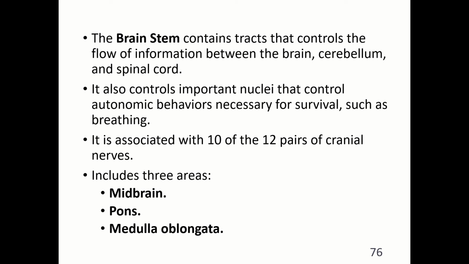Remember earlier I said that the primary motor cortex controls voluntary skeletal movement, and the brainstem is going to be largely involved with involuntary movement. The brainstem is associated with 10 of the 12 pairs of cranial nerves, and it includes 3 areas: the midbrain, pons, and medulla oblongata.